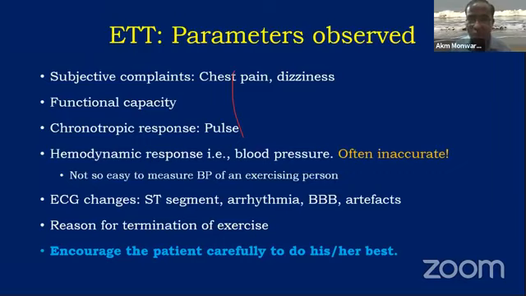I have done so many ETTs in my patients. At the initial phase, I was confused whether this lady or this middle-aged man could at all perform a satisfactory ETT or not. But whenever he or she is encouraged by me, or even more efficiently by my counterparts, ultimately he or she can perform up to a good level.